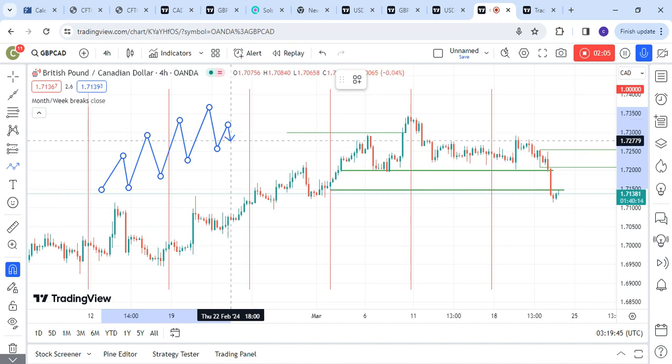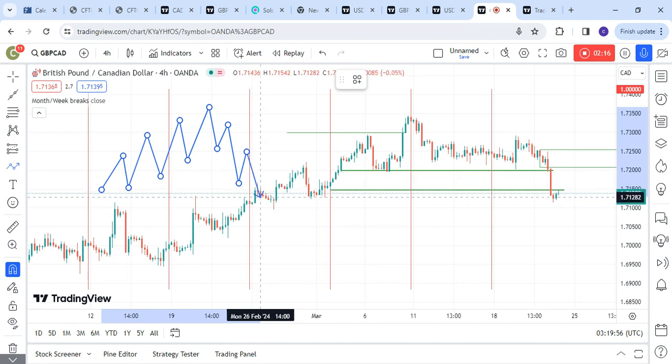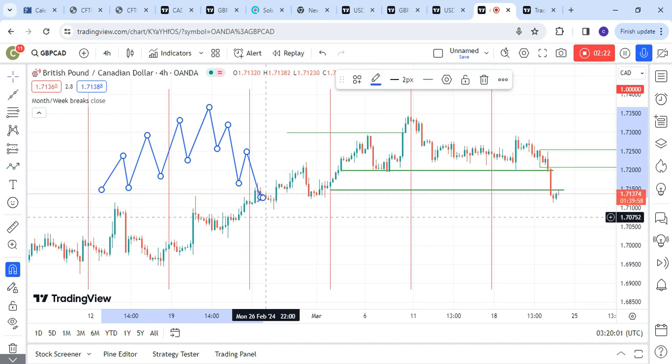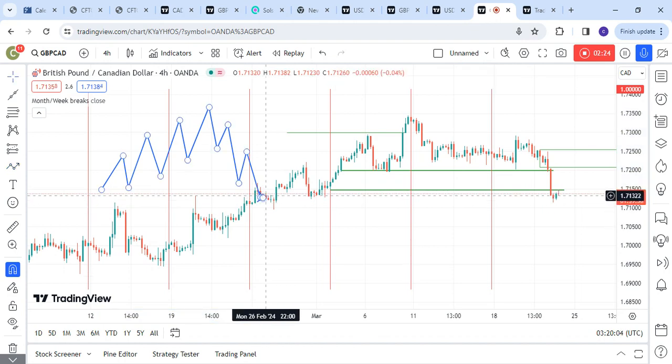Then what simply happens is that it comes and takes the previous low, and I'm expecting that when price comes to this very zone here, it should sell. It should sell. So we have something like this over here.